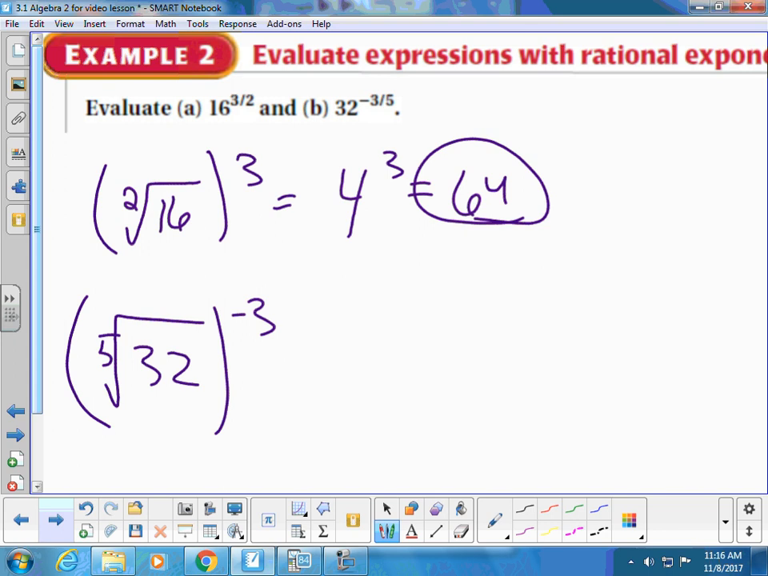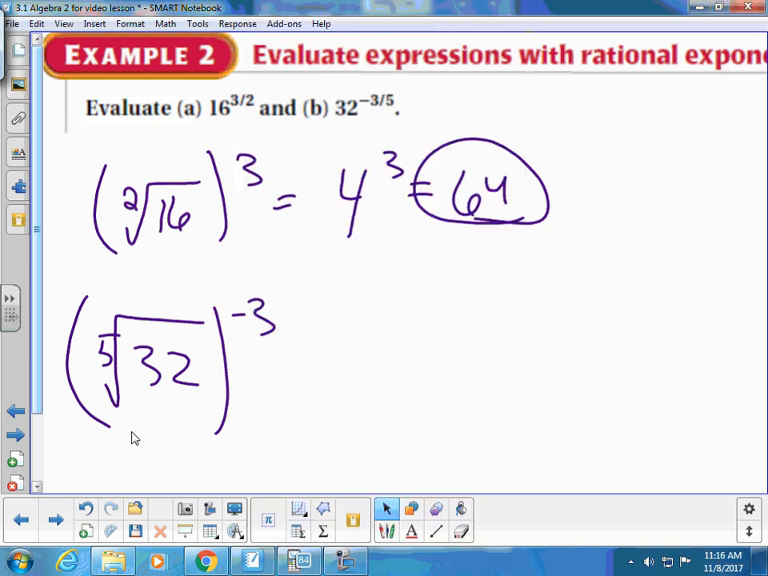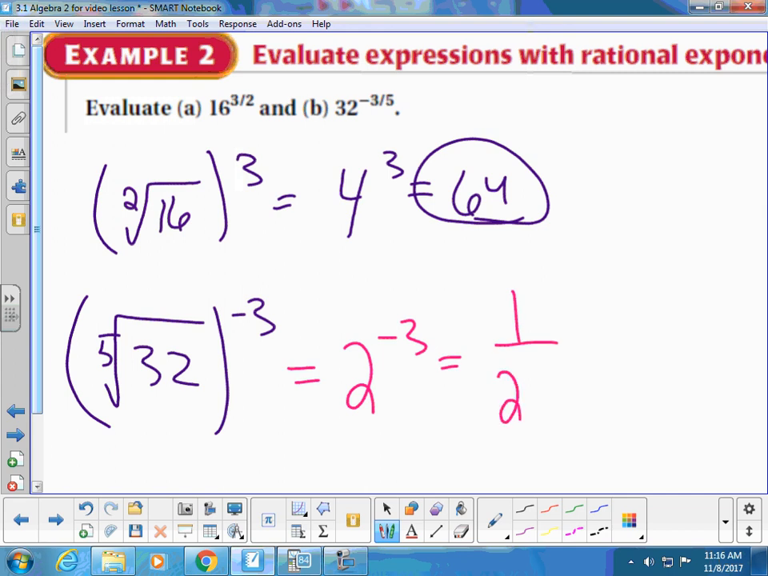If you need to type it in, you can. You would hit 5, math, 5, and I put my 32 in there. That could get you 2. But now we've got 2 to the negative third. Flip and make it positive. So make that 3 a positive, and then 1 over 8 is our final solution.